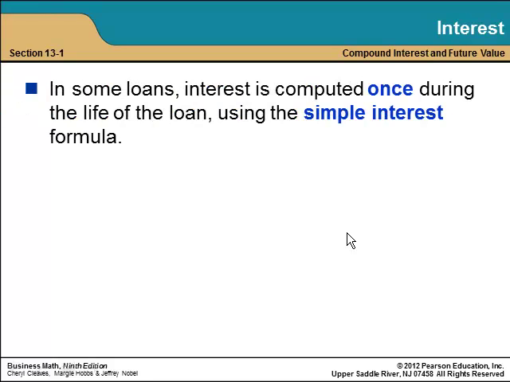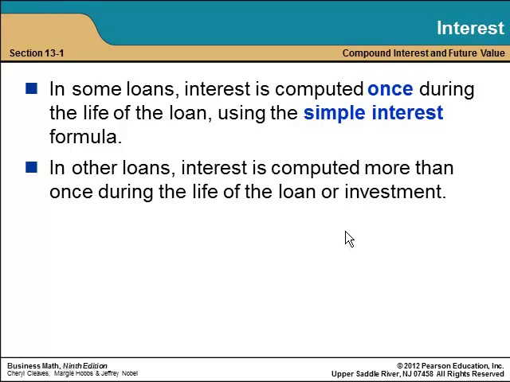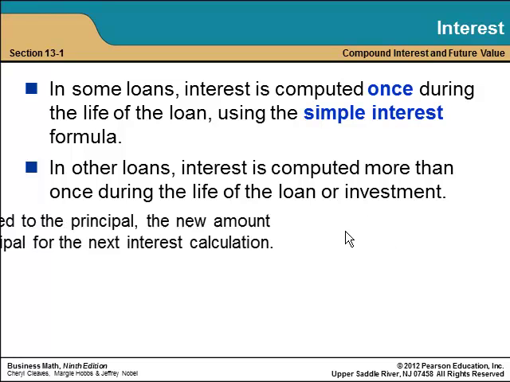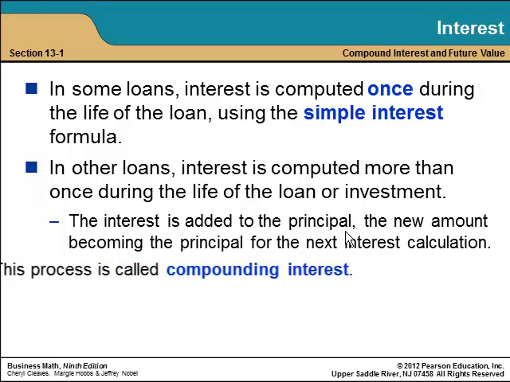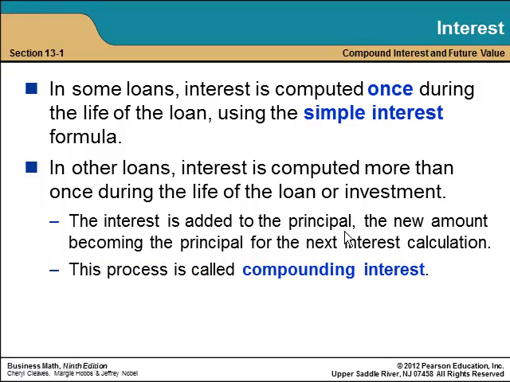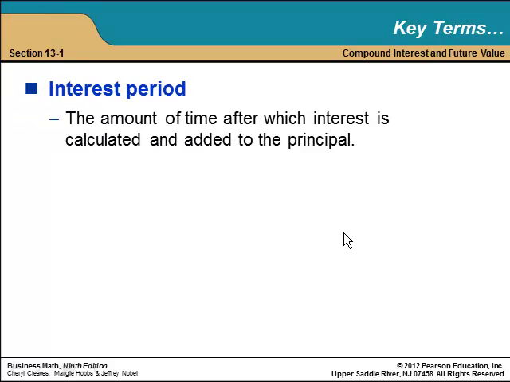In some loans, interest is computed once during the life of the loan. That's what we've been doing, simple interest. Now, interest is computed more than once during the life of the loan, and that interest accumulates so that it becomes part of the principal for the next interest calculation. This is called compounding interest.